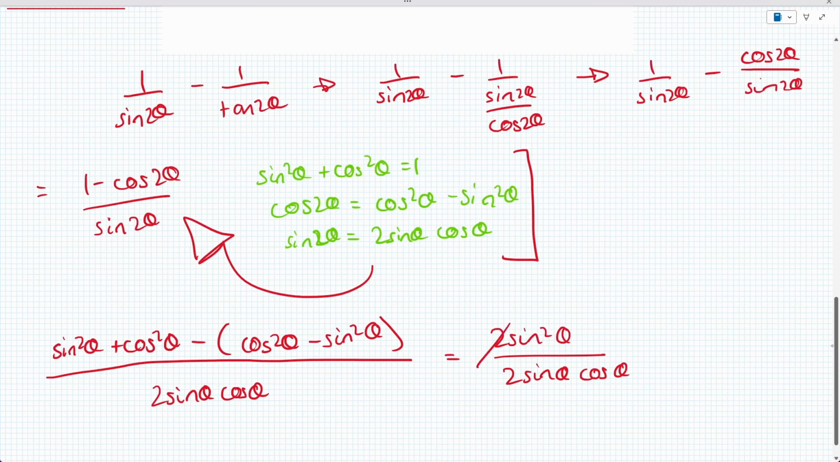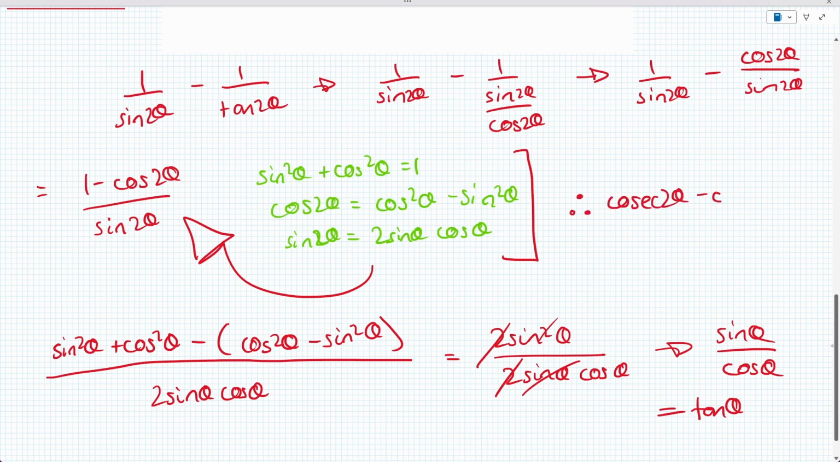We can cancel out the 2's, because 2 divided by 2 is 1, and sine squared theta divided by sine theta is just 1 sine theta, that will be on the numerator. So you can cancel that sine theta out, and we can cancel that squared out, and we'll get sine theta over cos theta, which equals tan theta. Therefore, we have successfully proven that cosec 2 theta minus cot 2 theta equals tan theta.